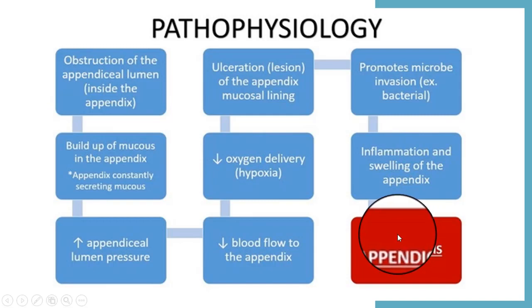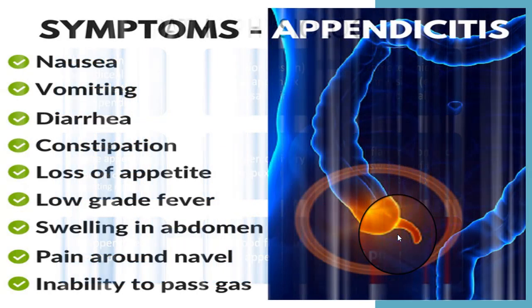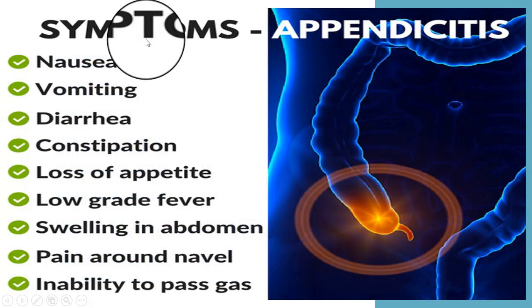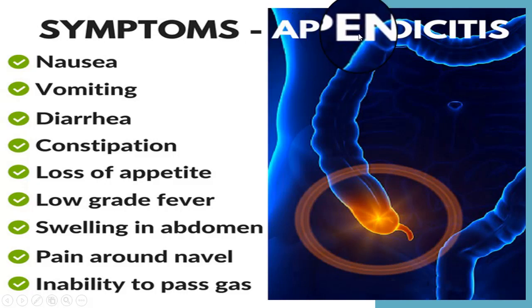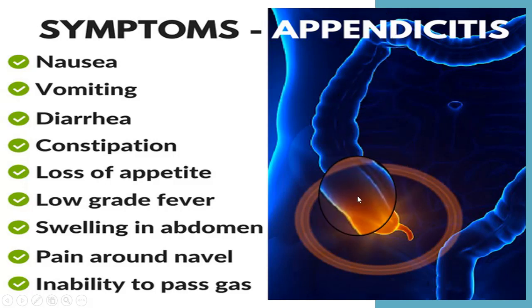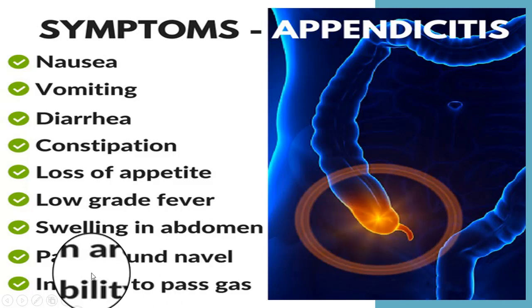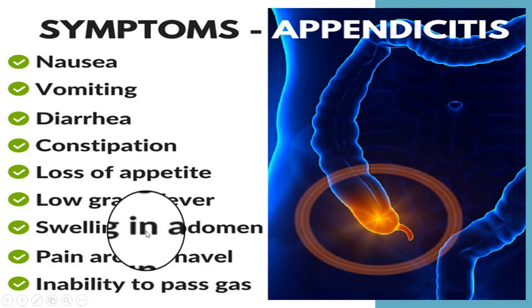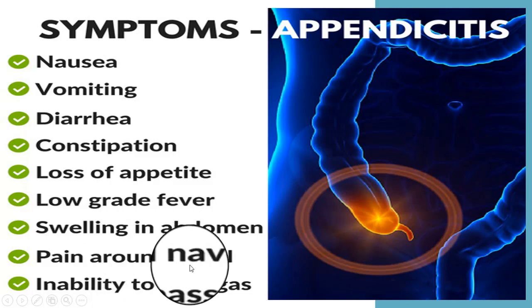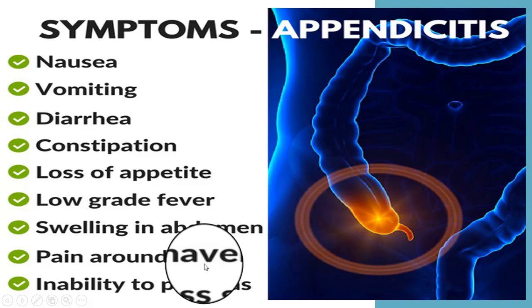Now next, we will discuss the clinical features, the signs and symptoms of appendicitis. So let's talk about them. If you have appendicitis, you may experience one or more of the following symptoms. First, pain in your upper abdomen and around your belly button, near your navel, your umbilical region. Second, pain in the lower right side of your abdomen.